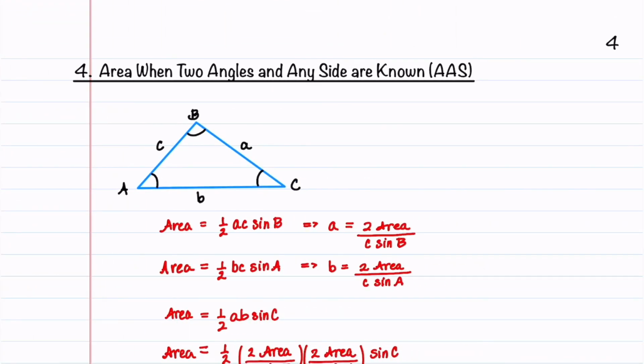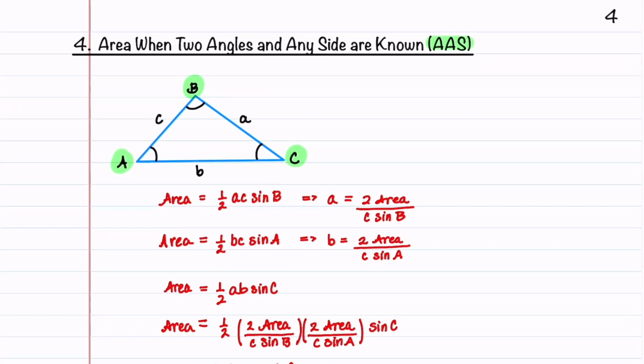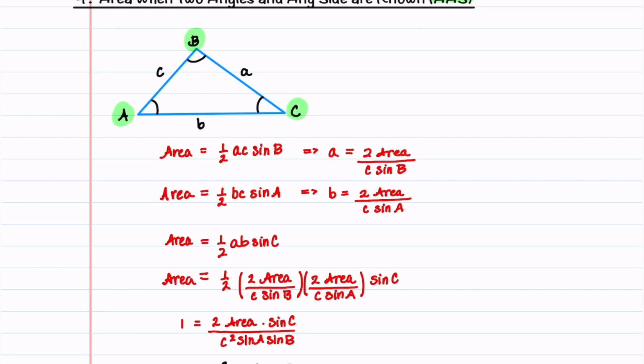We'll now look at a formula for the area when two angles and any side are known. Let's make a note that if we know angle A and we know angle B, we can also find angle C since all three angles add up to be 180 degrees. Our strategy is going to be to write the area of our triangle in terms of angle B, angle A, and angle C, and then combine these formulas into one where we have all three angles and only one side. We'll let that side be equal to C.